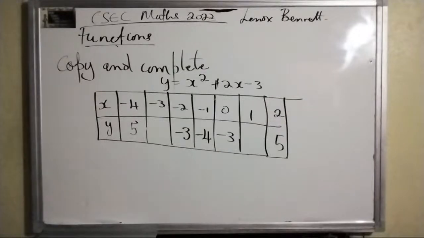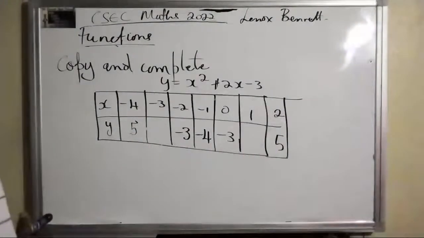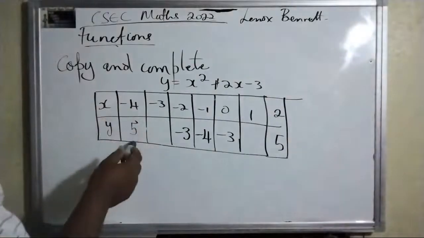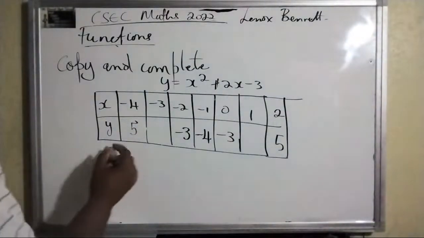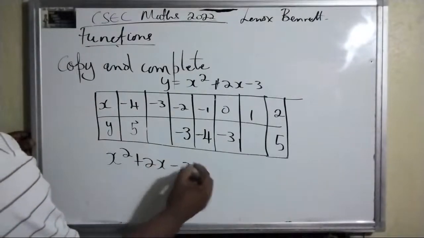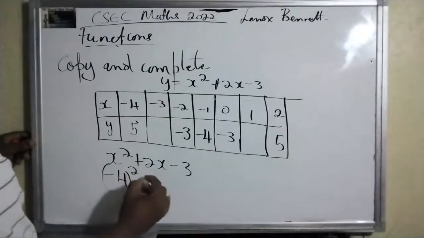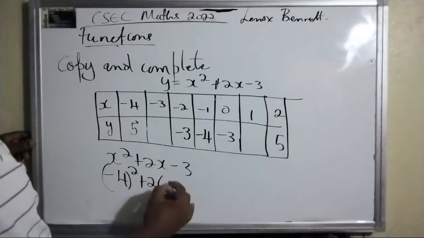Alright, so it's just gonna use this equation. So we're gonna first, I always advise my students to do this. Try 4 first and see if I get 5 for you. Alright, so it's x squared plus 2x minus 3. Let's put negative 4 and see if we get positive 5.